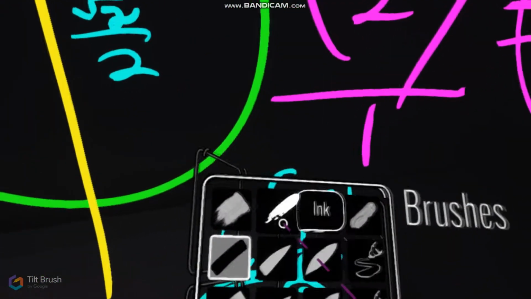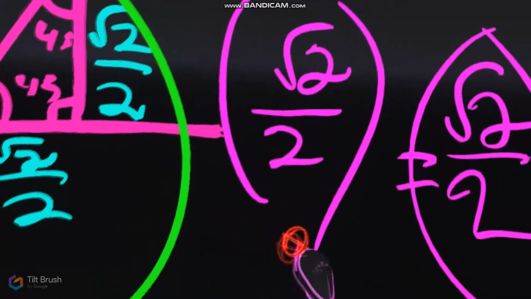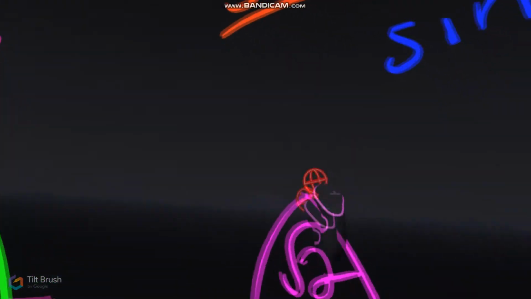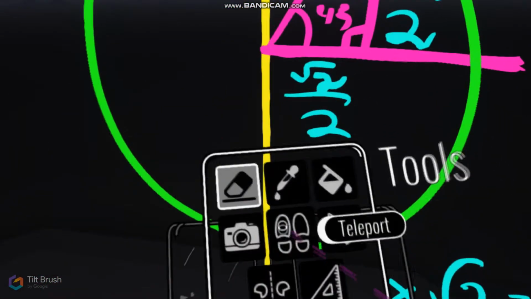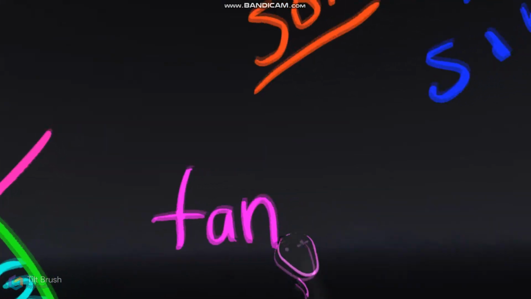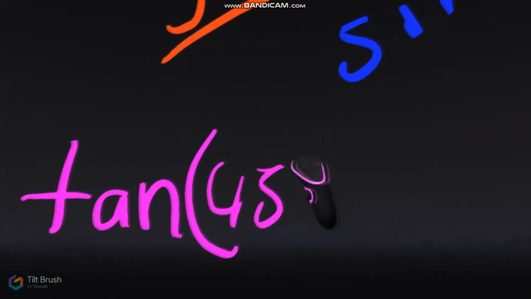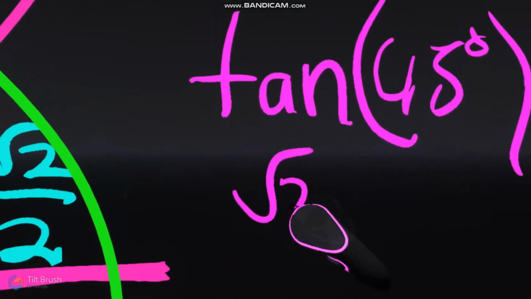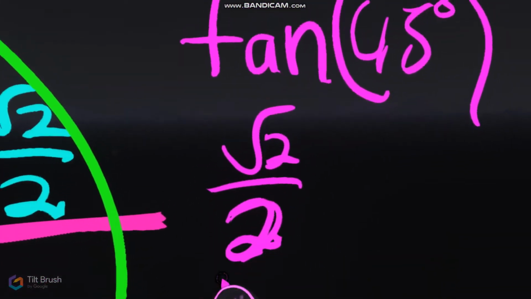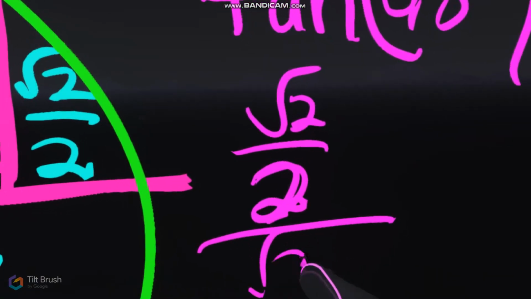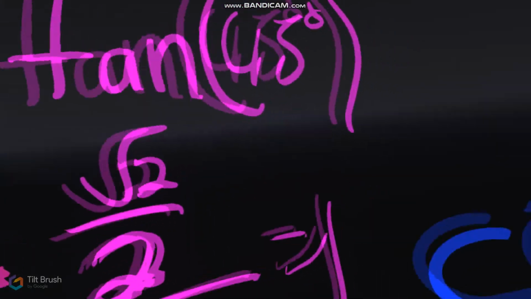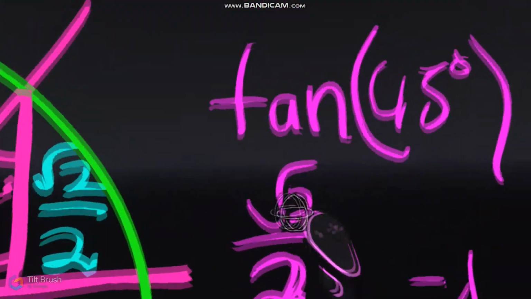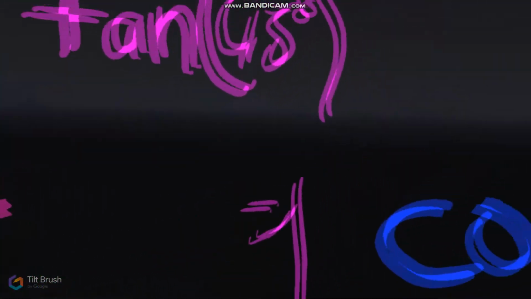Now we're going to erase it. I'll keep the x down there. And we are going to do tangent. The tangent of 45 degrees: you do the opposite side, root 2 over 2, over the adjacent side, root 2 over 2. The identity property states that that is just equal to 1, because any number over itself equals 1. So the tangent of 45 degrees equals 1.